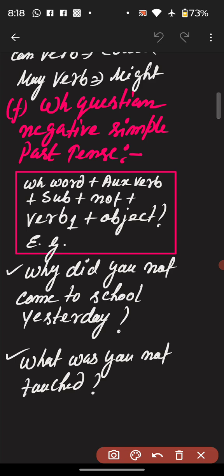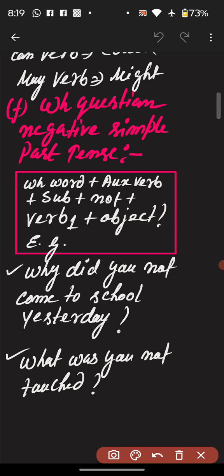No, there is no mistake. The question may sound weird. Why would someone ask you this type of question? But this question may sometimes be asked. Suppose you are an investigator at a crime scene, you may ask your junior, what was you not touched, or rather what were you not touched. Get my point? So this is also a good example.